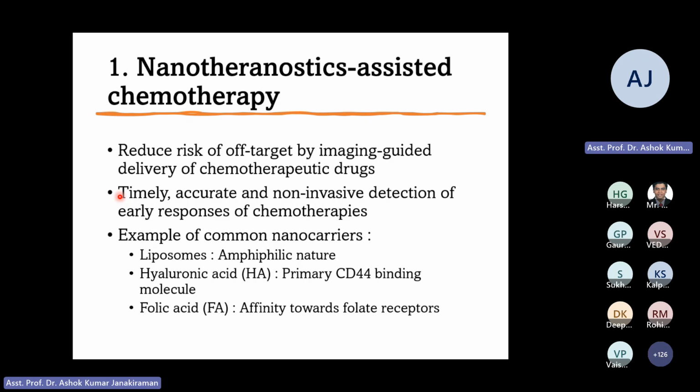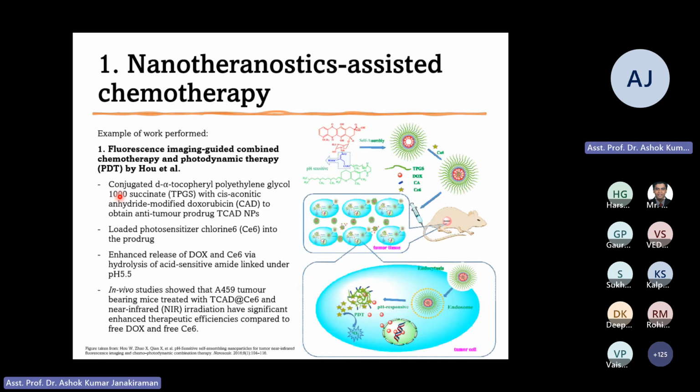So we can use a non-invasive detection of an early response to chemotherapies. The most commonly used nanocarriers for these chemotherapies are liposomes, hyaluronic acid, and folic acid. Hyaluronic acid and folic acid are hydrophilic in nature, so they're more prone to attach to the cancer cells.